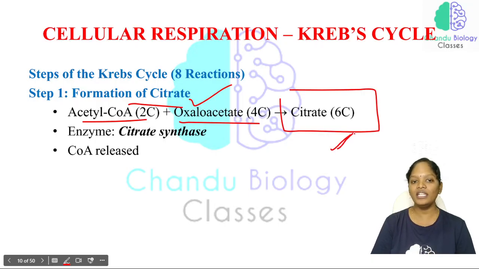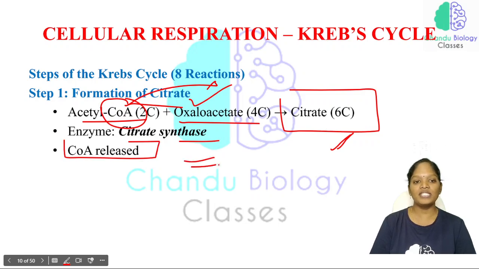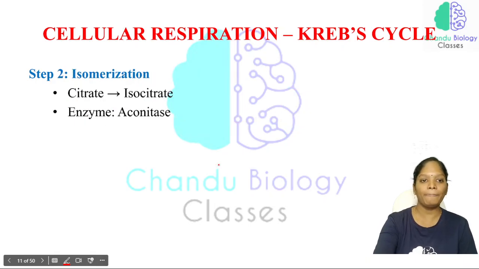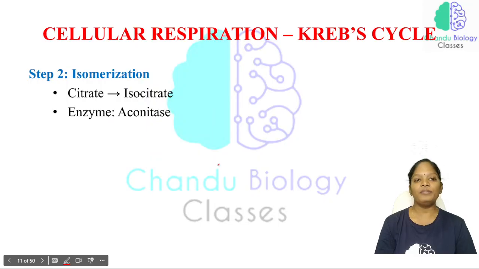This is the starting step in the Krebs cycle. Which enzyme is mediating this reaction? That is citrate synthase. In this reaction, the CoA molecule has been released from acetyl CoA, and citrate has been produced. So this is very important with respect to this first step. And what will be the name of the enzyme? Citrate synthase. Now, the second step will be the isomerization.